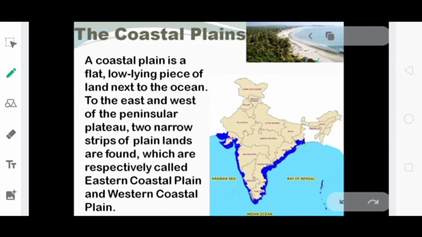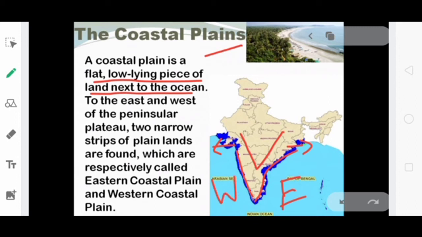We have two more physical features, that is the coastal plains and the islands, which we will be discussing in detail now. So let's start with the coastal plains. A coastal plain is a flat, low-lying piece of land next to the ocean. To the east and to the west of the peninsular plateau, two narrow strips of plain lands are found, which are respectively called the Eastern Coastal Plain and Western Coastal Plain.